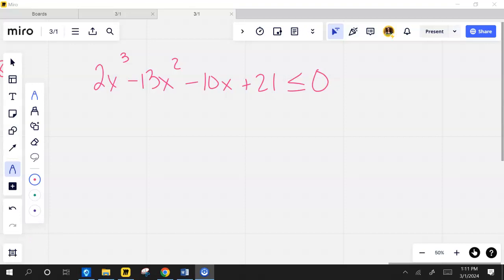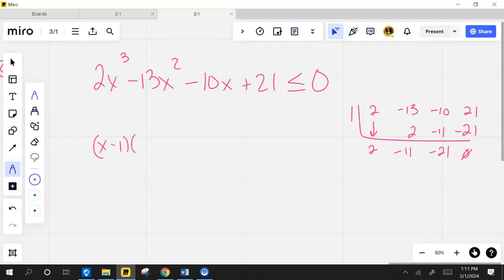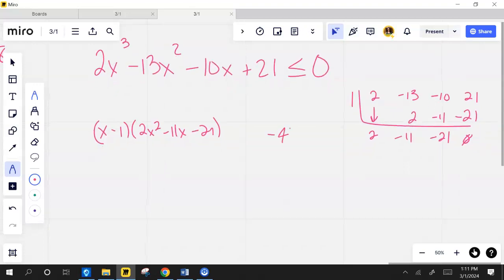All right, so now, listen, what did you get for a PRZ to try? 7 or 1. I'll try 1, that sounds better. 2, -13, -10, 21. You were supposed to already do this. Does that factor? What multiplies to -42x squared but adds to -11x?